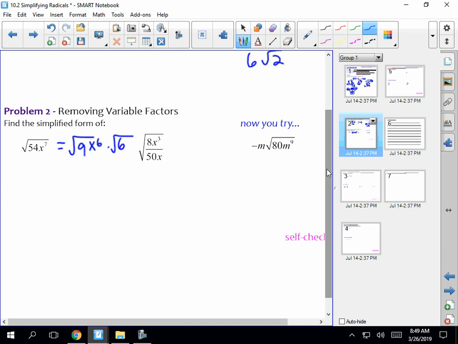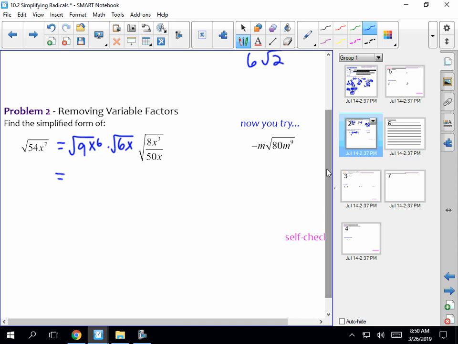6, and then x to the 6th times what would be x to the 7th? Like how many, what's the power on x that goes here? Just 1. So just verify that this, if I multiplied it together, would equal 54x to the 7th, right? So what's the square root of 9x to the 6th? Remember how many pairs of x's there'd be.